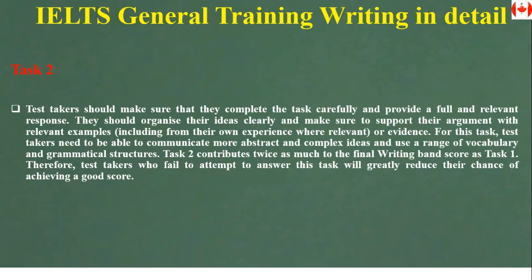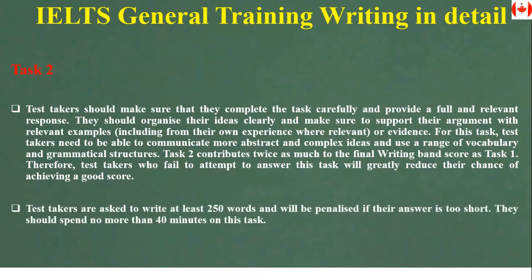For this task, you need to be able to communicate more abstract and complex ideas and use a range of vocabulary and grammatical structures. Task number 2 contributes twice as much to the final writing band score as task number 1. Therefore, test takers who fail to attempt this task will greatly reduce their chance of achieving a good score. So you need to focus on this task more than task 1.